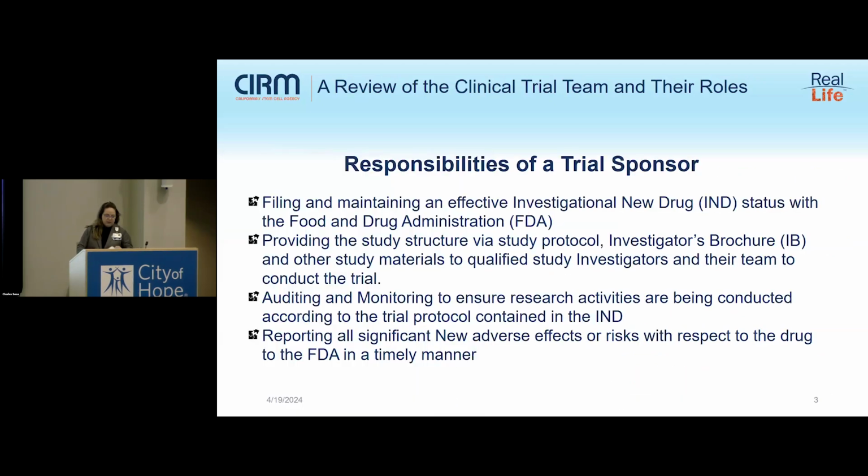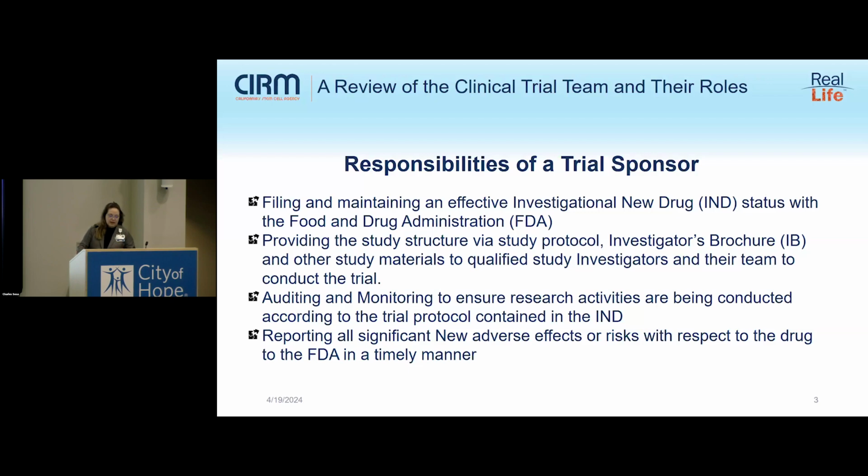So to begin with, the responsibilities of the trial sponsor. Primarily, they're responsible for filing and maintaining an effective investigational new drug status within the FDA, providing study structure via the study protocol, investigator brochures, and other study materials to qualified study investigators and their teams to be able to conduct the trials. So you've seen some of that when Stacy was showing the X page that came from a hypothetical protocol. And that's really the information that we pull and use to follow the study.